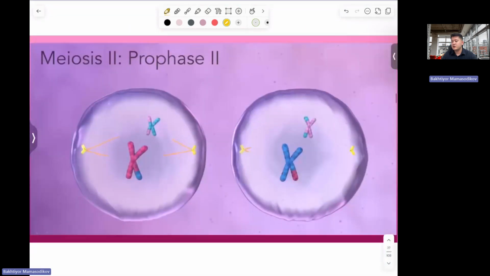This is the prophase II. As you can see, there are no homologous pairs. There is no synapsis, no crossing over. It's already happened. Spindle fibers are going to form and centrioles are going to the poles in this case, and the nuclear membrane is disintegrating and disappearing.